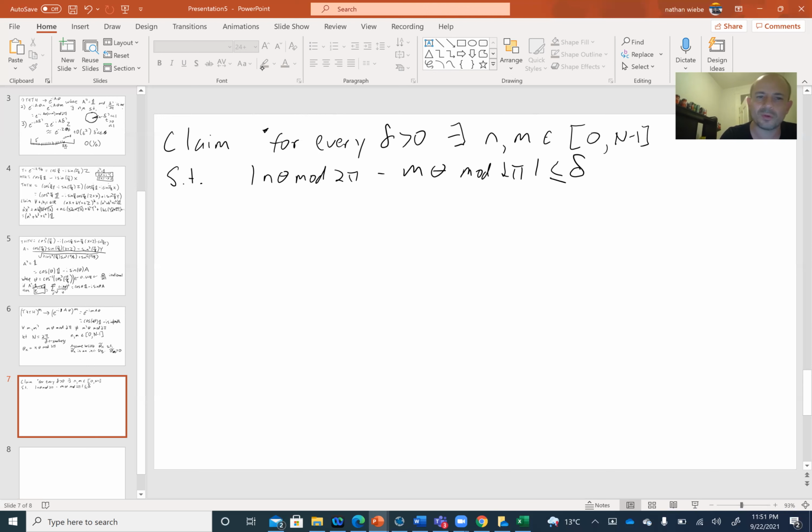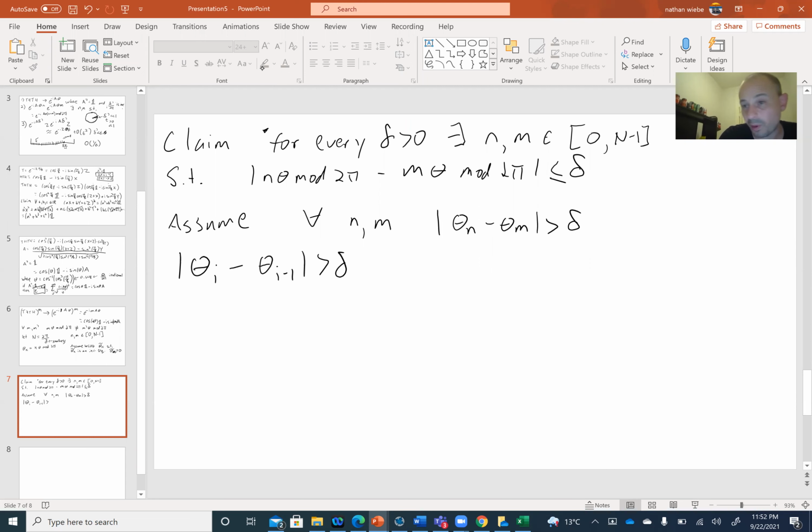Actually, let's make it less than or equal to. So we will have from this that we're going to assume in our proof that for all n and m, theta n minus theta m is greater than delta using the notation that we had before. Okay, cool. So then in particular, if this is true for all n and m, then it's definitely true that theta i minus 1 is greater than delta as well.